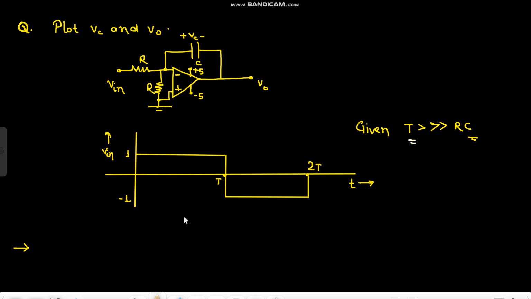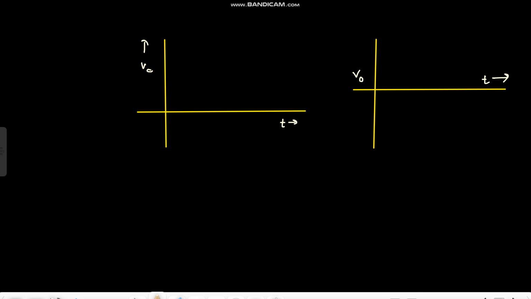Initially there is no charge on the capacitor, so the capacitor is shorted, so there is negative feedback involved. The zero voltage at the positive terminal would go to the negative terminal, virtual short. Now we have input equal to 1, so 1 by R current would flow through this. Until the output saturates, this would be a constant current, so it will charge the capacitor linearly. Our waveform would look something like this.